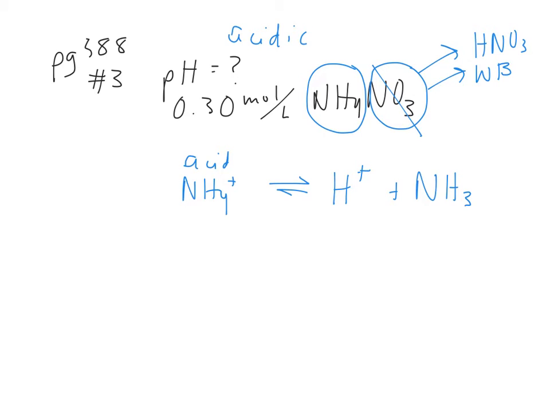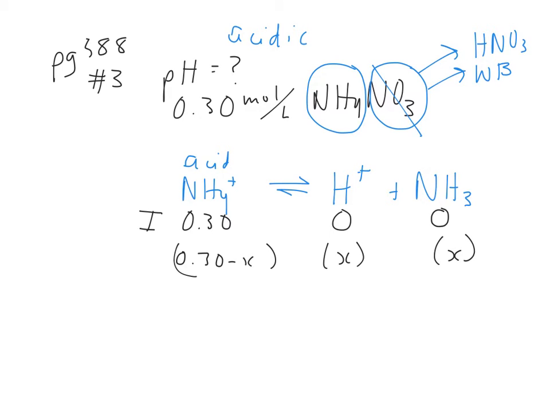How acidic, you might ask? Well, stick everything into an ICE table. 0 because we're disregarding water. 0 because we don't have any, since we're starting with ammonium nitrate. At equilibrium, 0.30 minus X. Look how easy this is becoming. X and X. Set this up equal to the Ka of NH4+, which I can get from the Kb of that through Kw.